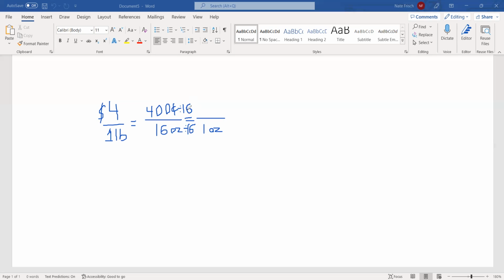400 divided by 16. I could write that off to the side, but in this case, I happen to know that it's going to be 25 because 16 quarters makes $4 or 400 cents. So in this case, it ends up being 25 cents per ounce. That's how that works out. So that was number 10.